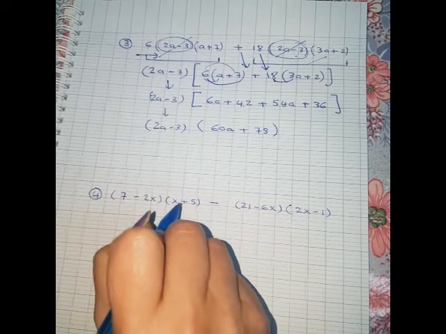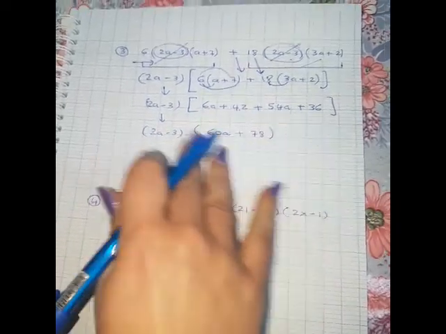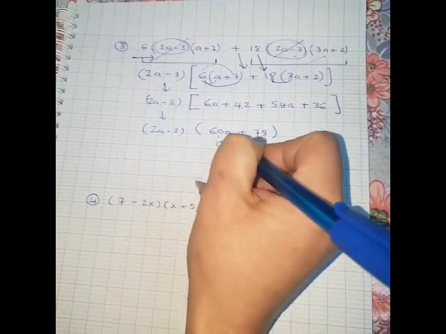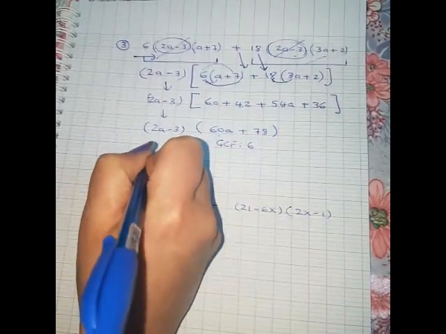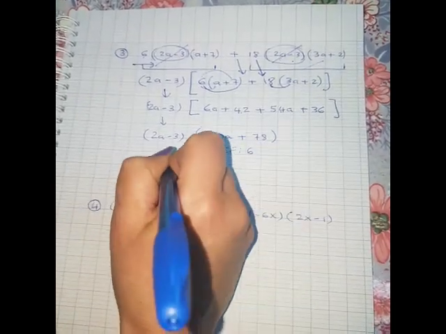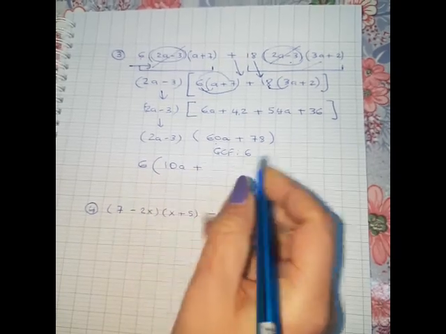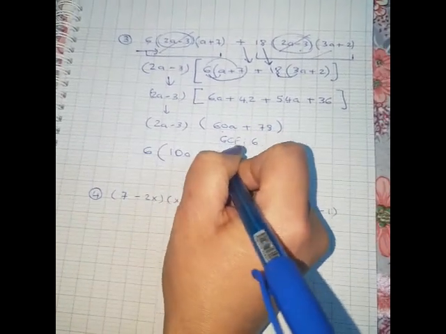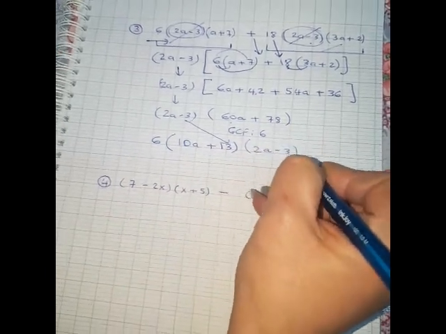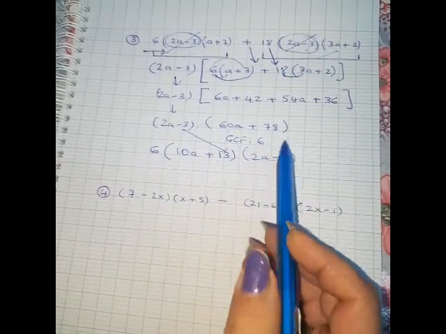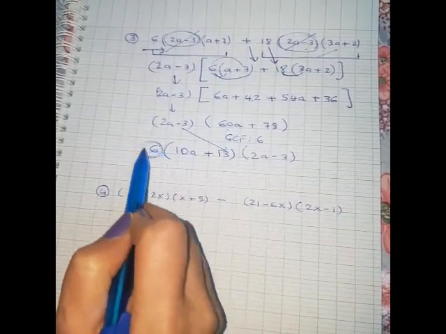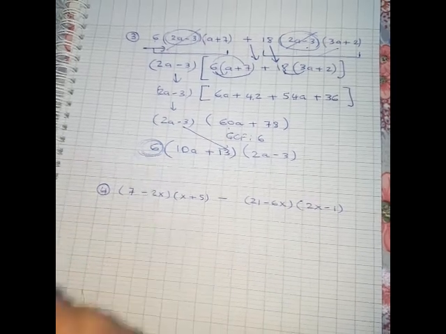What do I have here in common? Something that it's not a 2 because it should be bigger than that. I think it's a GCF of 6. So if I take 6 to the outside, 60a divided by 6 is 10a plus 78 divided by 6 is 13, and I bring down the 2a minus 3. It doesn't matter whichever way I write the parentheses, I can shuffle them as long as I have the 6 or my GCF always outside at the beginning of the line.